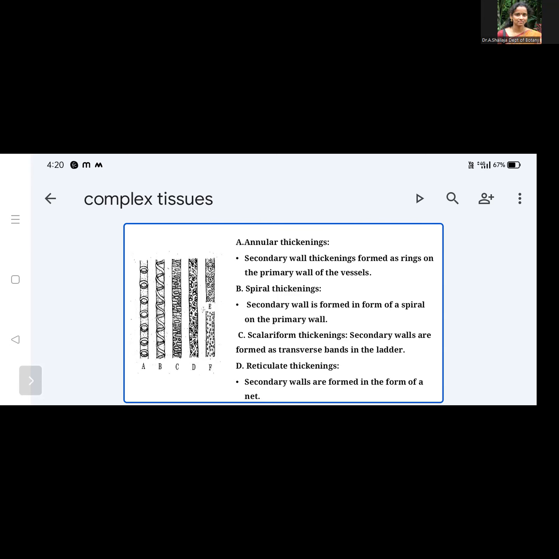And after that, reticulate. Secondary walls are formed in the form of net-like structures. So secondary walls are formed in the form of a net. So in D and E, D has that form of a net-like structure, that we call the reticulate thickenings.